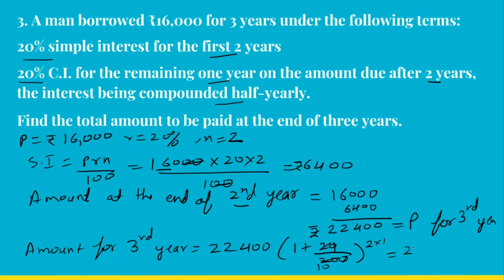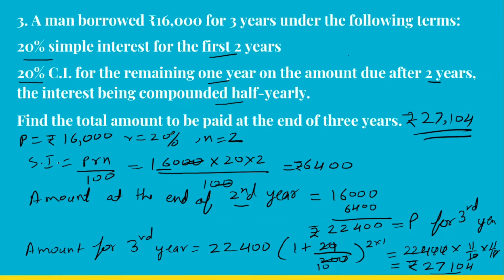So we get this as 22,400 multiplied by 10 plus 1, 11 upon 10, which is going to be twice. 11 upon 10 into 11 upon 10, right? So simplify this. 11 into 11 is 121. 121 into 224, you get this as 27,104. So rupees 27,104 is the amount to be paid at the end of 3 years.